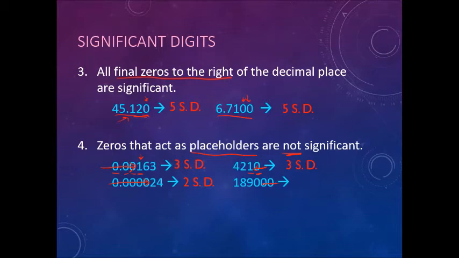And the 189,000, once again, you have 3 placeholder zeros. Those ones would not be considered significant. So how many for that example? Correct, 3.